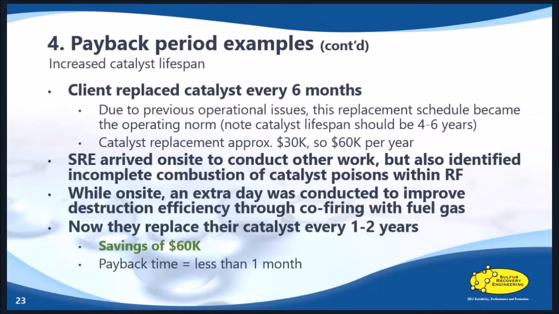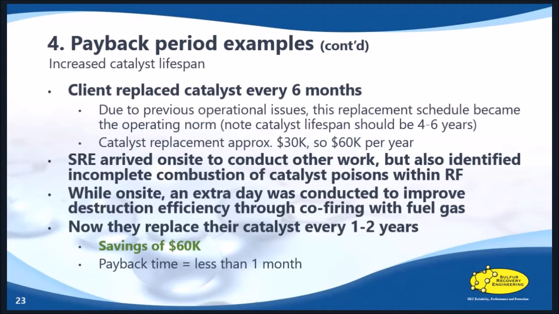Next example here is increased catalyst lifespan. So we have another client who replaced catalyst every 6 months. Now, this was prior to SRE being retained to help them out. They had operational issues, and it was one of those operating decisions that every 6 months we'll replace our catalyst. Mind you, this is a small SRU. Catalyst replacement costs were approximately $30,000, so about $60,000 per year. Cost of keeping up production and making sure that the SRU is running? Sure, no problem. We'll spend $60K a year, replace the catalyst, no worry, no headache, nothing.